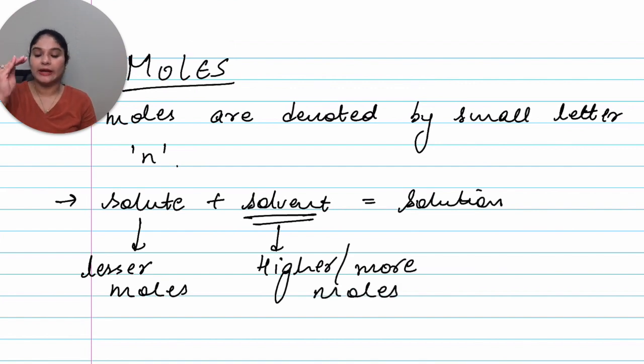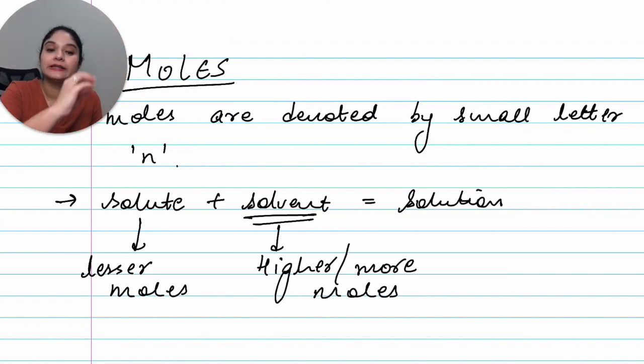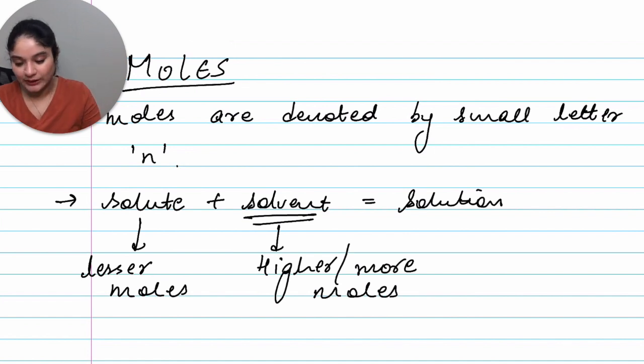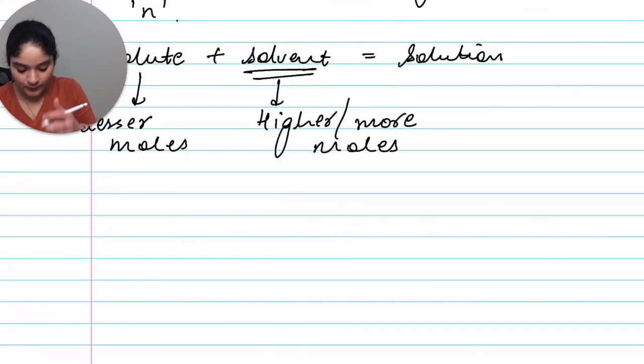So any substance X which has lesser moles is the solute, and any substance which has higher or more number of moles is your solvent, and combining this you get your solution. So from henceforth, whenever you get a question and they say you have 10 moles of X and 5 moles of Y, and ask which one is solute and which one is solvent, you should be able to identify them. Okay, students? So let's move on to the next part of this.